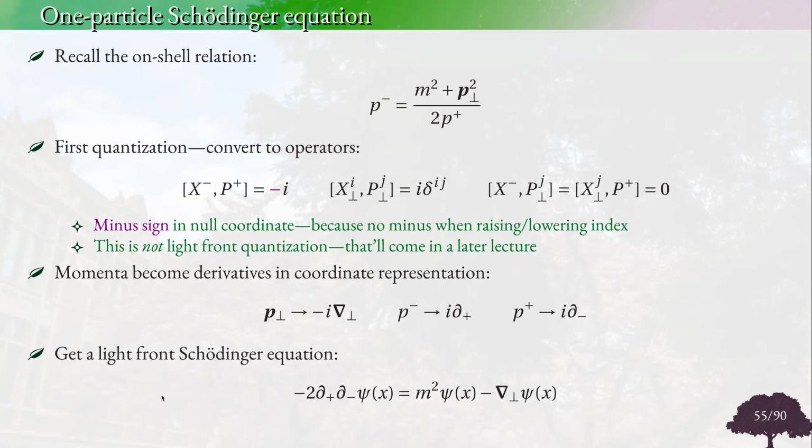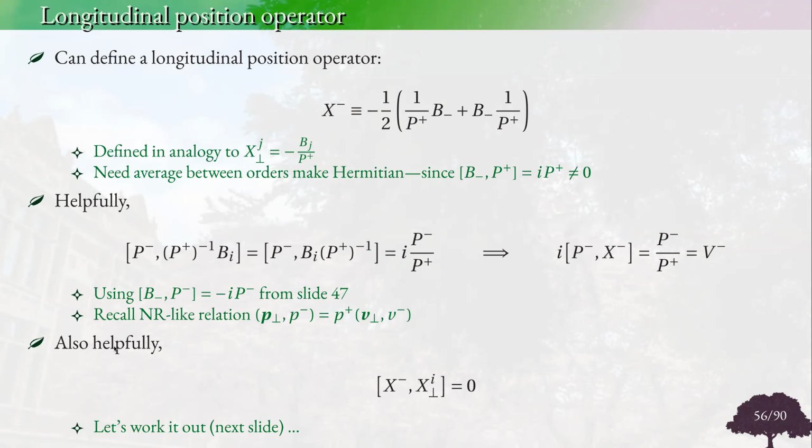And you can get a light front Schrodinger equation for one particle, which looks like this. You have mixed derivatives on the left-hand side here, which is kind of a peculiarity. Now, this isn't what people usually do when they're on the light front, and I will very shortly get to what people usually do. So people actually don't usually deal with longitudinal position as a degree of freedom. It is actually something of a wonky variable. It is possible to formulate, but you get some weird stuff going on.